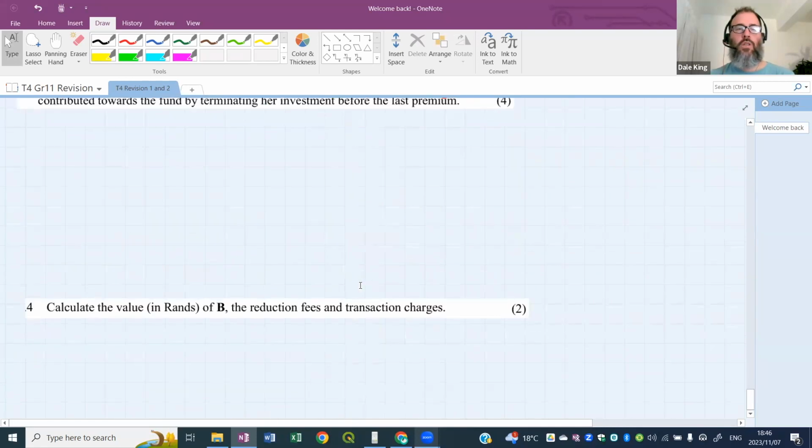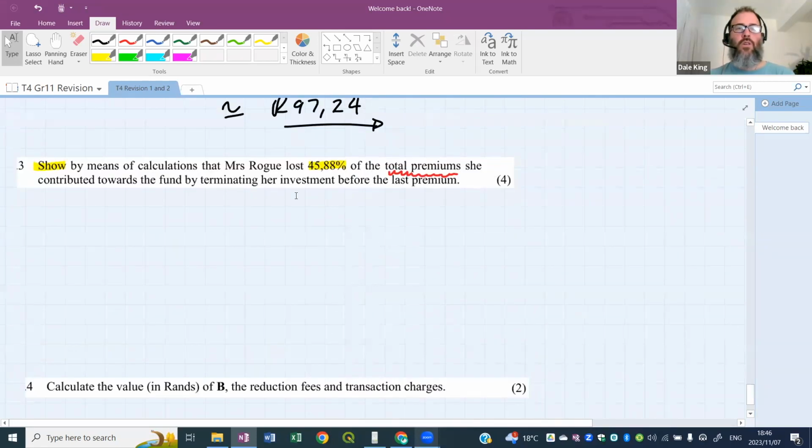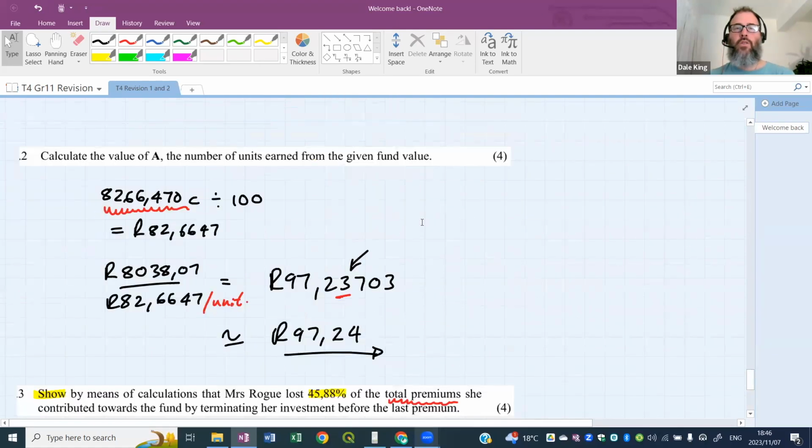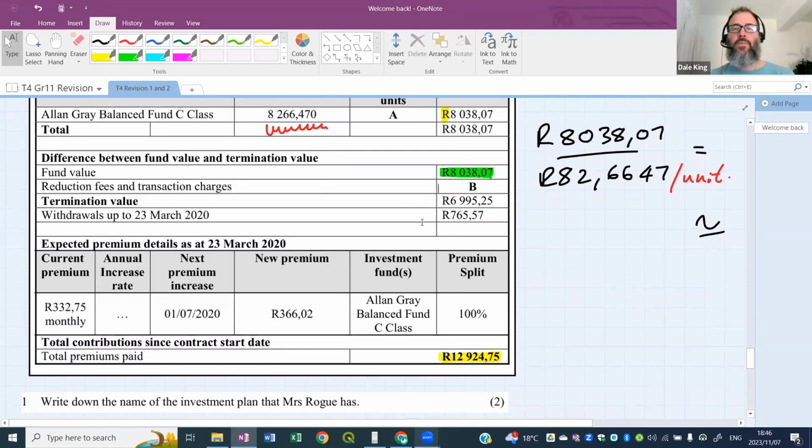Let me just check the question again. Show by means of calculation that Mrs. Rogue lost 45.88% of the total premiums she contributed towards the fund by terminating her investment. Now, what we're going to do is see if this 12,000 dropped to 8,038, what is that percentage as a drop? Now, who has an idea on how we can try this? I'm going to help you guys out for this one, but who has an idea? Anyone out there with an inkling of how we work this out? How do we work out what the drop between these numbers is as a percentage?